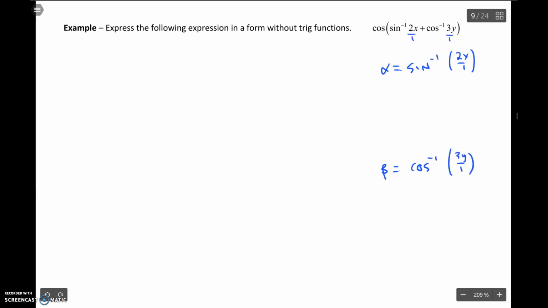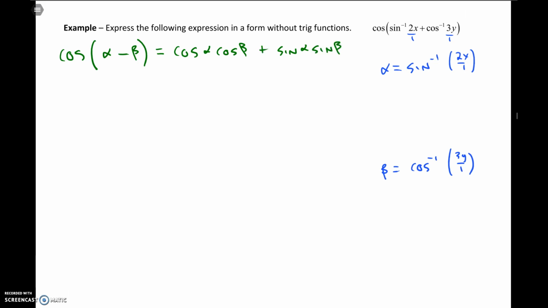So I need to take the cosine of alpha minus beta. If you remember the formula, it is cosine, cosine, sine, sine, change the sign. More triangles, more angles.